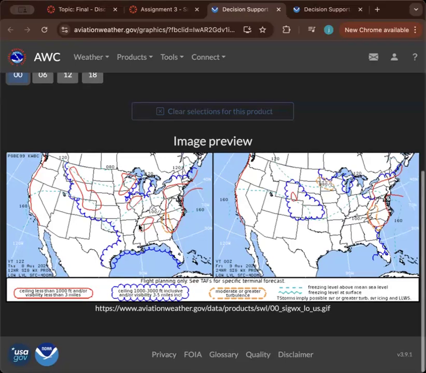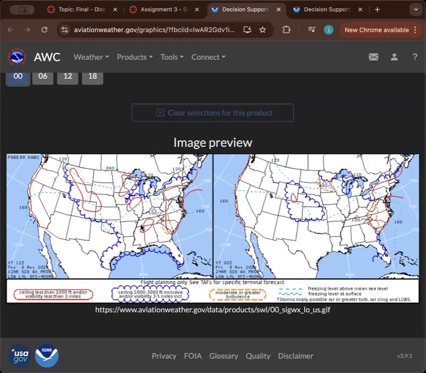Thunderstorm activity. Let's see. I'm not really seeing any thunderstorm activity right now, so that should be fine, at least at this elevation.